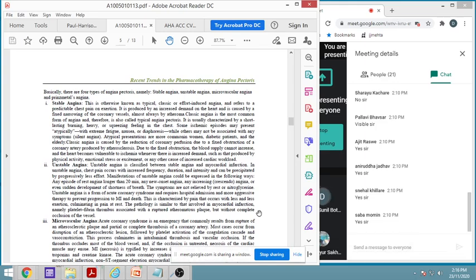In unstable angina, the chest pain occurs with increased frequency. It has more duration of pain and more intensity, and it can be precipitated progressively even with less effort or even less exercise. Manifestation of unstable angina could be expressed in the following way.